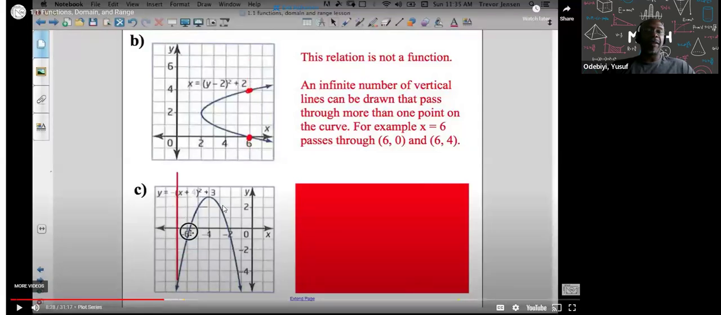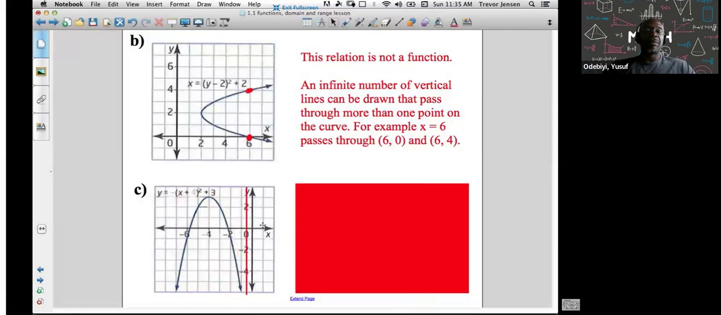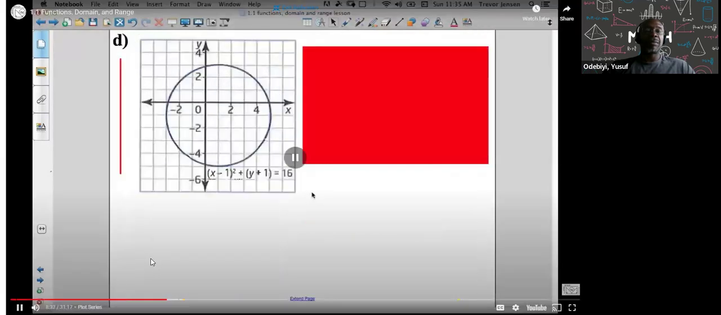This one is going to be a function. As I pass it through the relation, it's never touching the relation in more than one spot. It passes the vertical line test. This one is a function. Is this one a function? Anyone? Yeah, it's not a function, right? You see the circle, if I pass this line, it's going to hit it in 2 spots. So it's not a function.